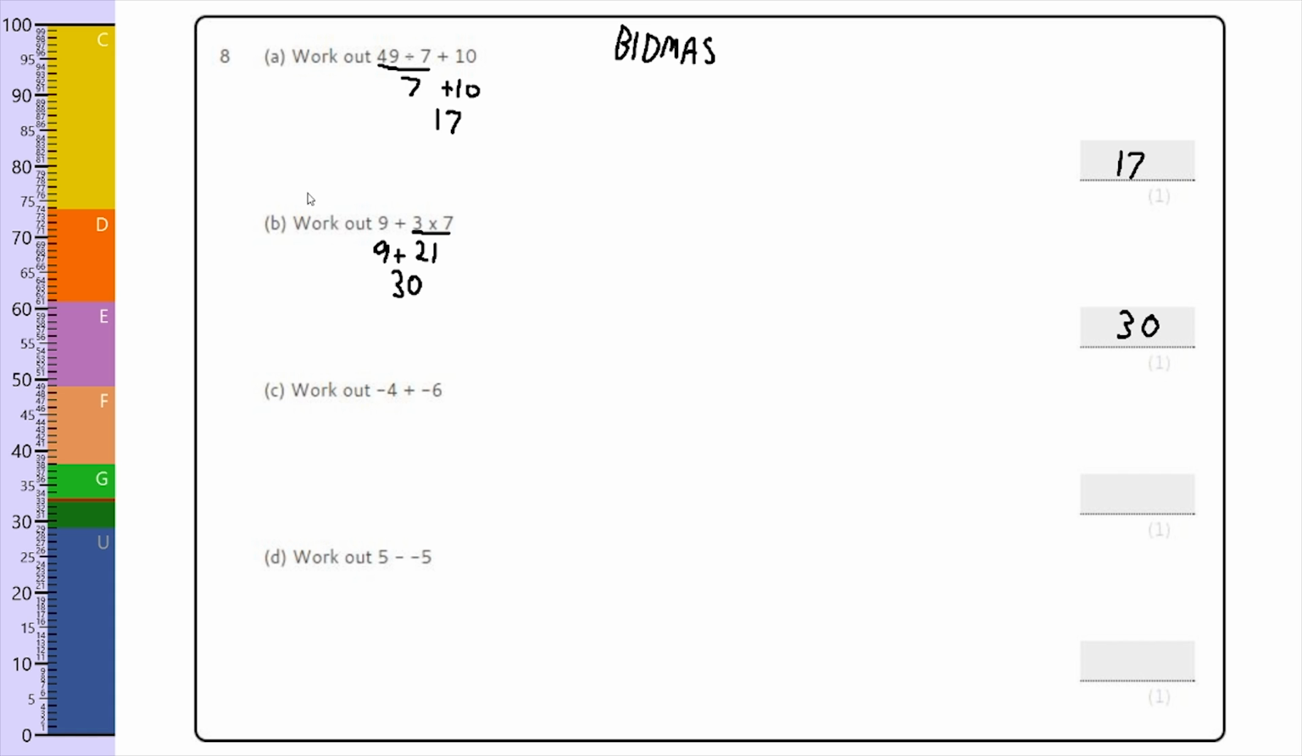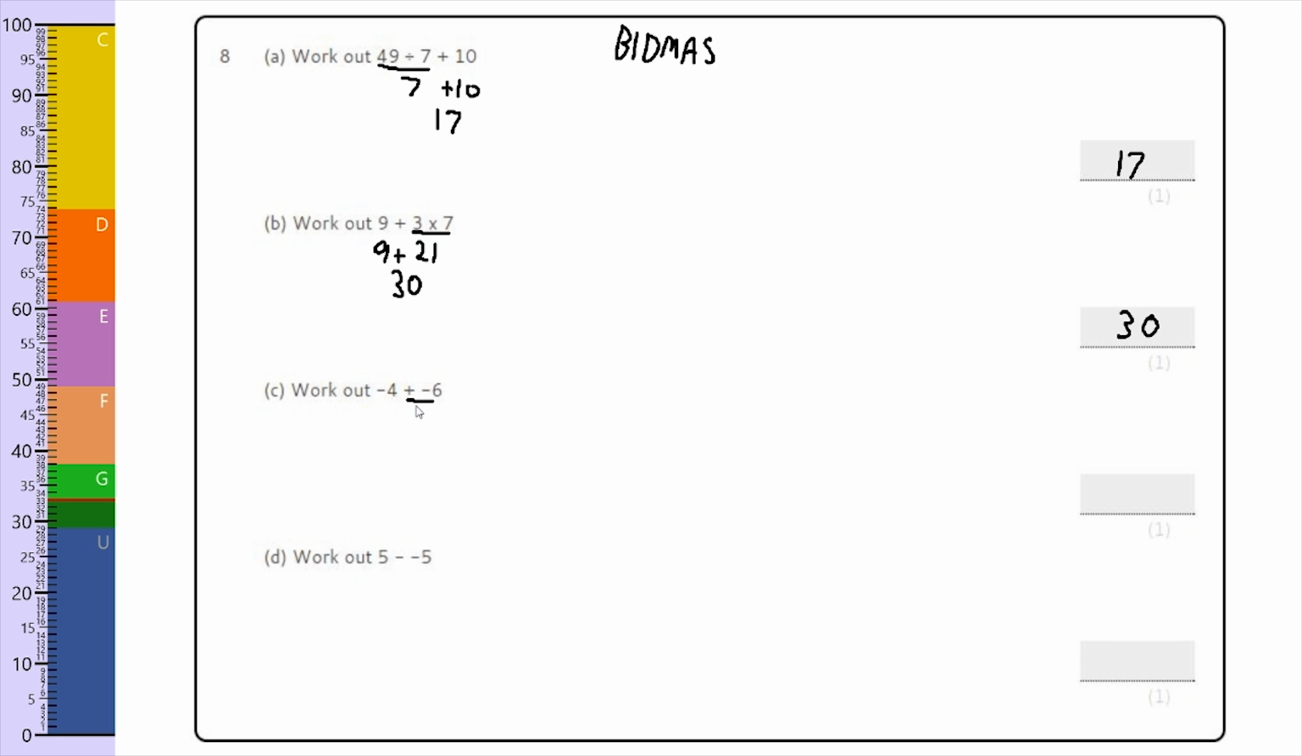If you want to check that's right, type it into a calculator. 9 plus 3 times 7. Even the calculator knows that it's got to do the 3 times 7 first. In fact, every computer created on this planet now will always do 3 times 7 first, and then do the plus 9. Okay, so next question.